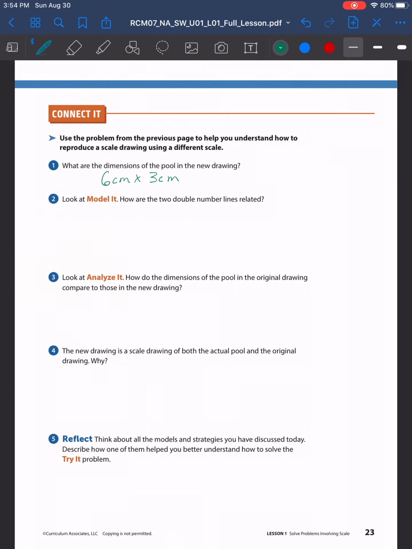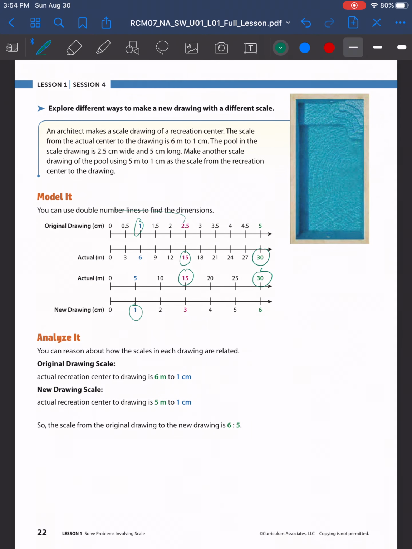So how can we say that in words? Well, let's think. The first double number line shows how to use the dimensions of the original drawing and the original scale to find the actual. And then the other number line shows the dimensions of the new scale to the new drawing. Okay, so basically all we're doing is explaining what this is and what this is.